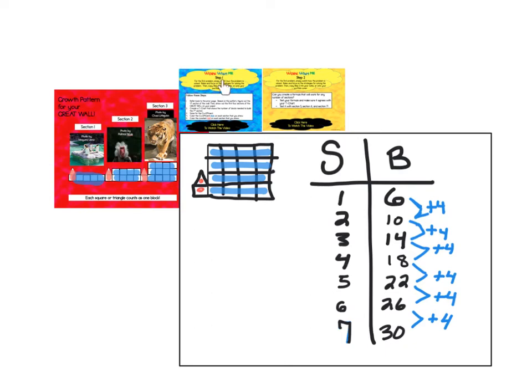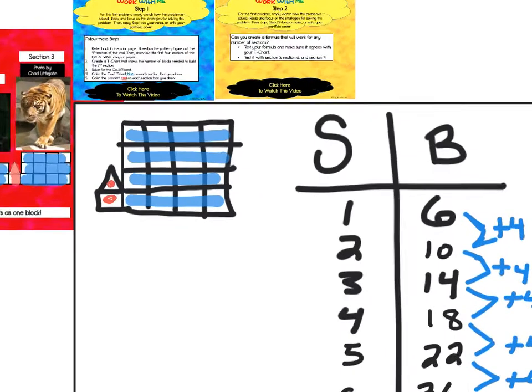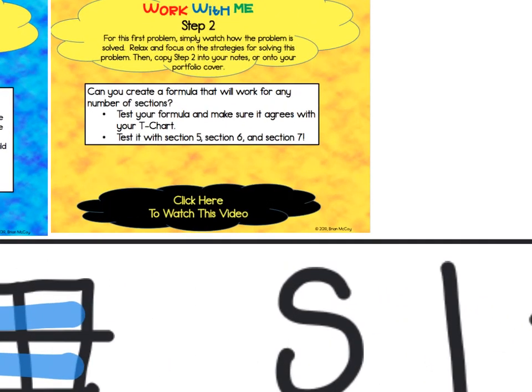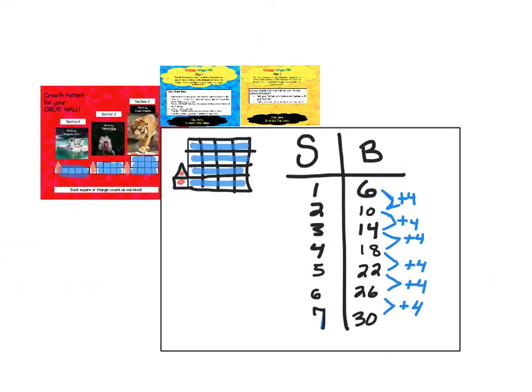Alrighty, so you should have completed all of step 1 and now you're ready to move on to step number 2. And here we go. Let's go ahead and take a look at what we're doing right now. Our job is to create a formula that will work for any section number. And then we're going to test it against our T-chart with section number 5, 6, and 7, which we already have down here on our T-chart. And we know how many blocks are needed for each of those. So we're going to create a formula right now.